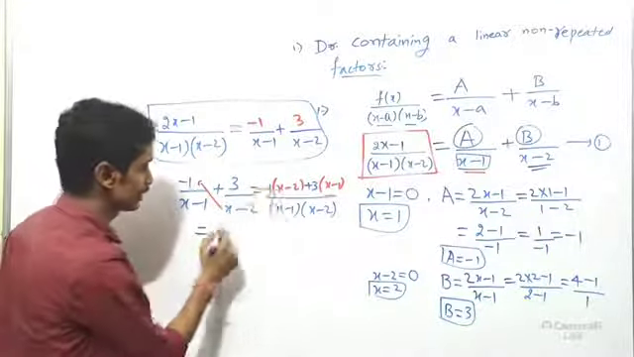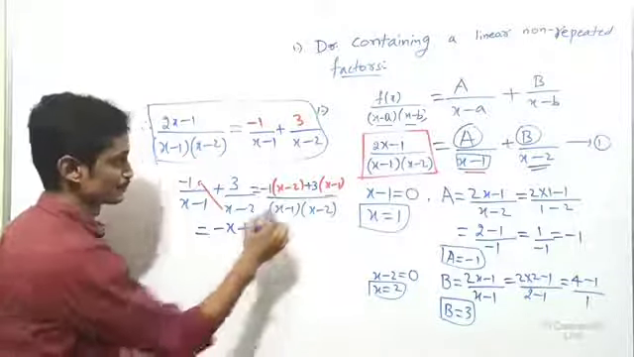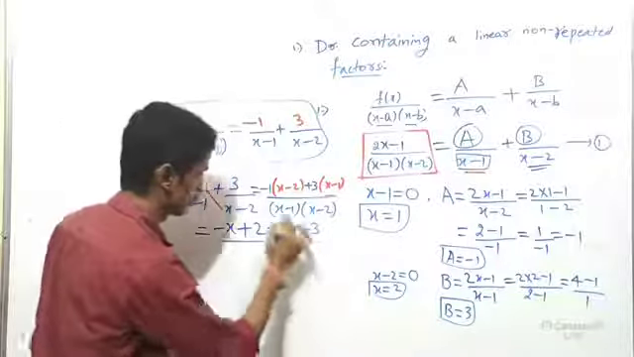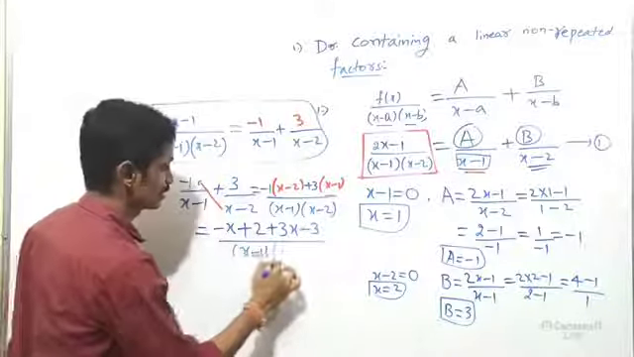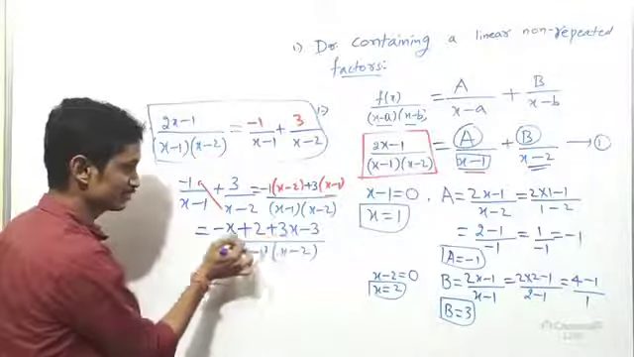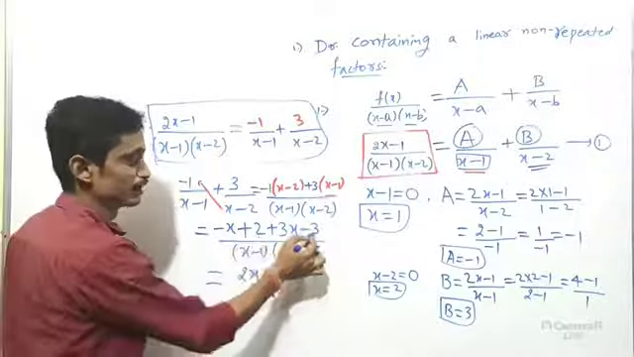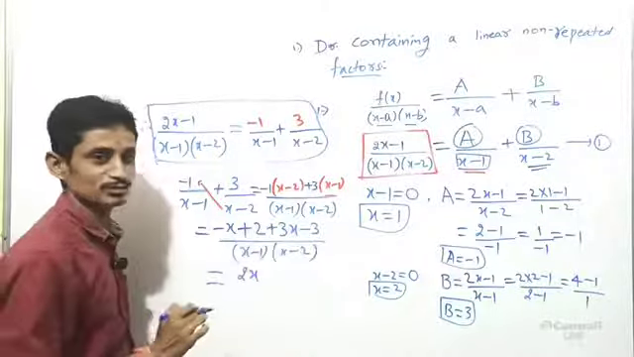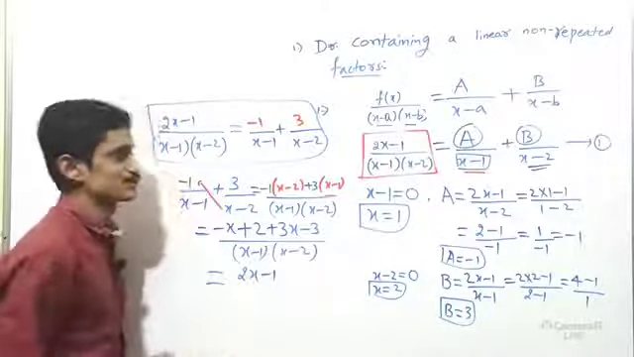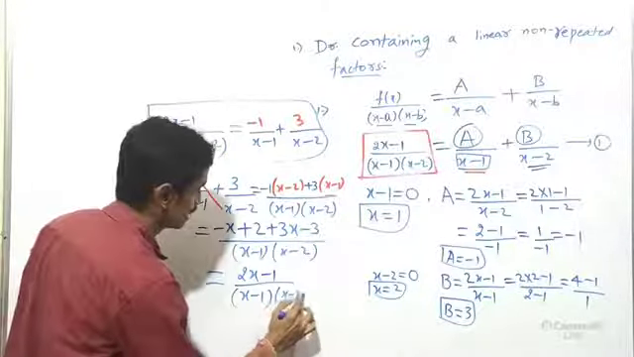Minus 1 into x is minus x, minus into minus is plus 2. This is 3 times x minus 3, upon (x minus 1)(x minus 2). Here 3x minus x is 2 times x, and plus 2 minus 3, one positive and one negative, just subtract. 3 minus 2 will be 1, and the greater one has the minus sign, so you write minus 1. Divided by (x minus 1)(x minus 2).